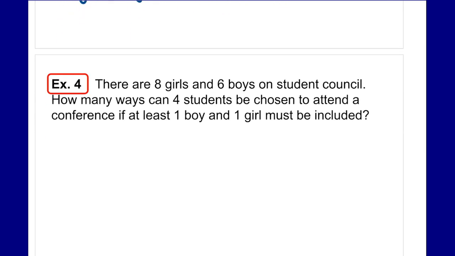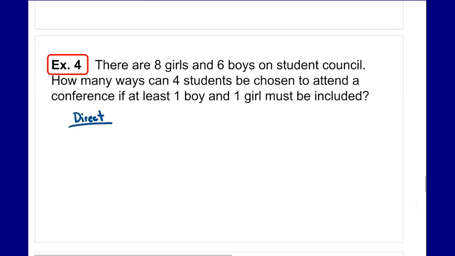There are 8 girls and 6 boys on student council. How many ways can 4 students be chosen to attend a conference if at least one boy and one girl must attend? Now, you could go through, and if we're looking at 4 students, at least one boy and at least one girl, you could look at different cases. You could also look at the indirect way. So direct, we'll do that way first.